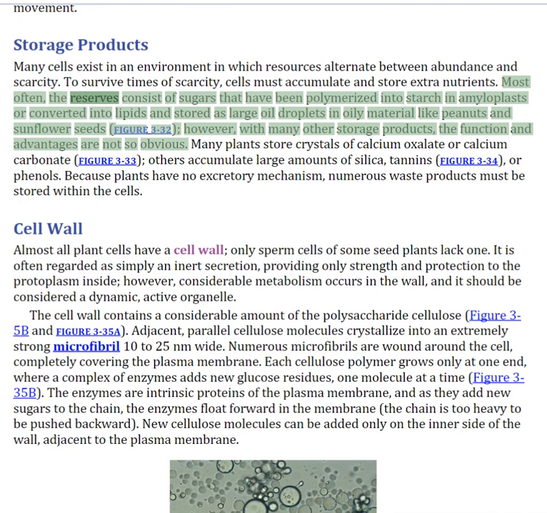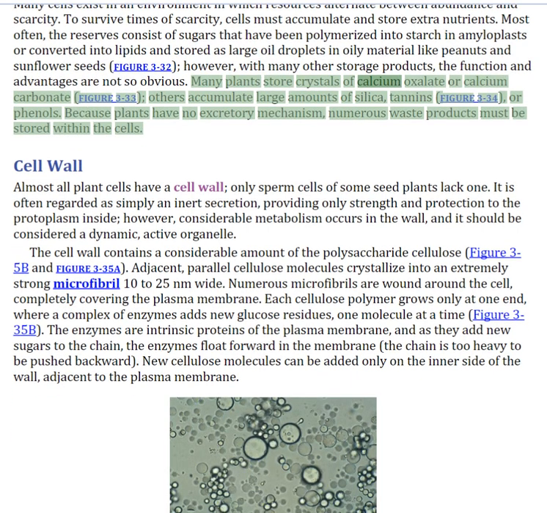Most often, the reserves consist of sugars that have been polymerized into starch in amyloplasts or converted into lipids and stored as large oil droplets in oily material like peanuts and sunflower seeds. However, with many other storage products, the function and advantages are not so obvious. Many plants store crystals of calcium oxalate or calcium carbonate, others accumulate large amounts of silica, tannins, or phenols. Because plants have no excretory mechanism, numerous waste products must be stored within the cells.